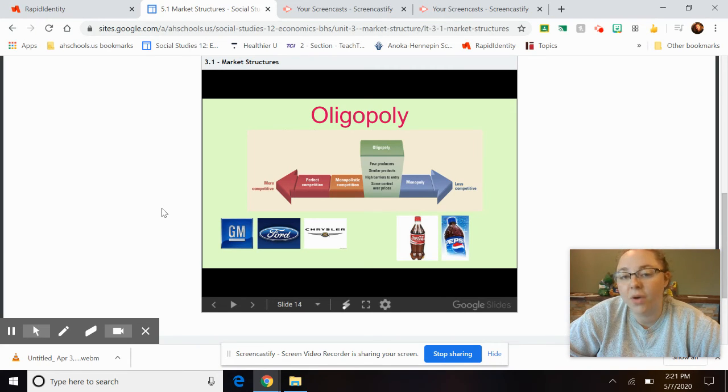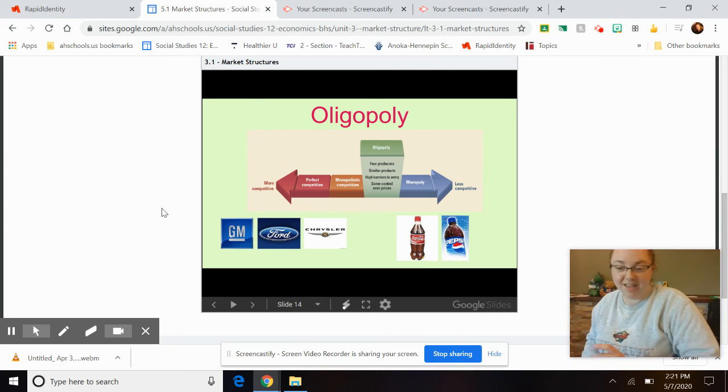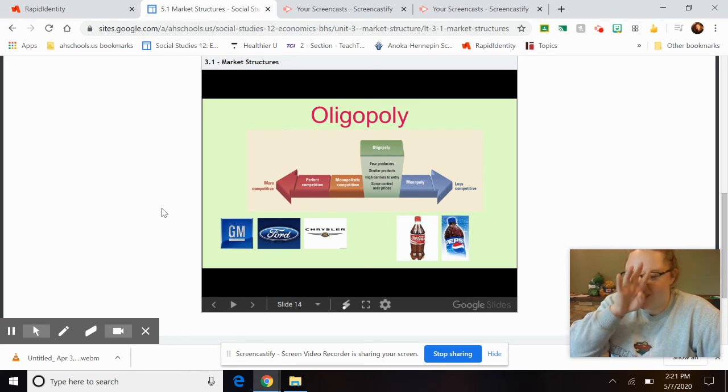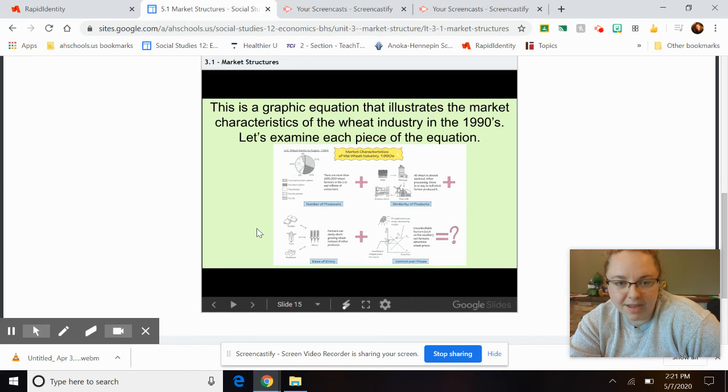And same with cars. There are some people who are die-hard, like, I'm a Ford person. I'm a Chevy person. Chevy for life. You know that competition that happens between which truck is better, which car is better, and that is an oligopoly. There's few producers with similar products. So that is the main thing with an oligopoly.